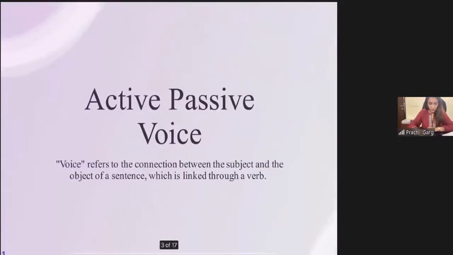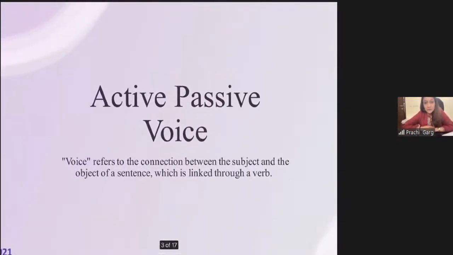Okay, so now what is active passive voice? Let's first understand the meaning of the word voice. Voice refers to the connection between the subject and the object of a sentence, which is linked through verbs. Now in subject verb agreement, we understood how subject and verb agree with each other. Here we are talking about the voice that builds a connection between a subject and the object, and of course the link is created through the verb.